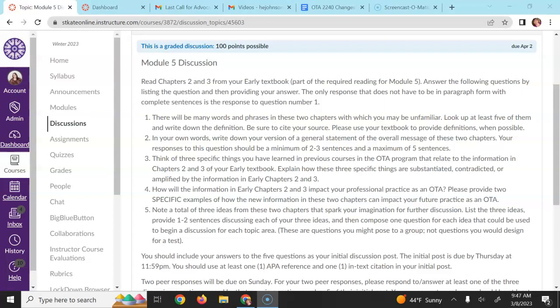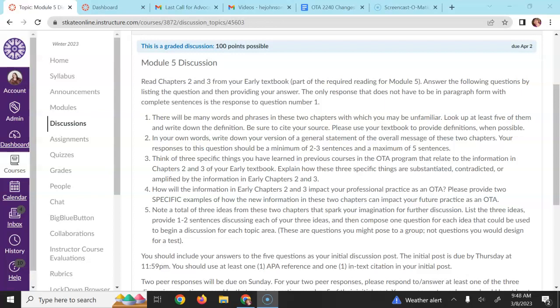As I said, in number 1, you're going to provide me with at least 5 words that you're unfamiliar with, and then write the definitions. Make sure you cite your source. Then for number 2, in your own words, you're going to give me a general statement of the overall message of these 2 chapters. Your response to this question should be a minimum of 2 to 3 sentences and a maximum of 5 sentences. So, a healthy paragraph to answer this question.